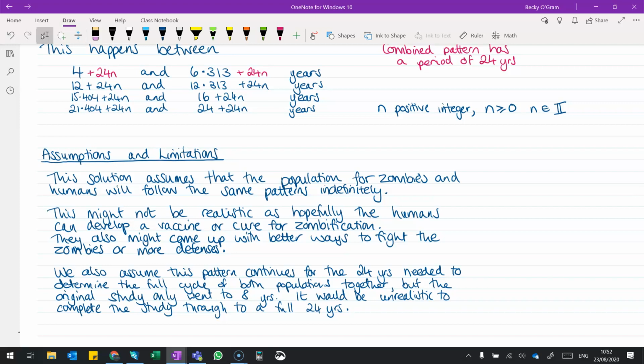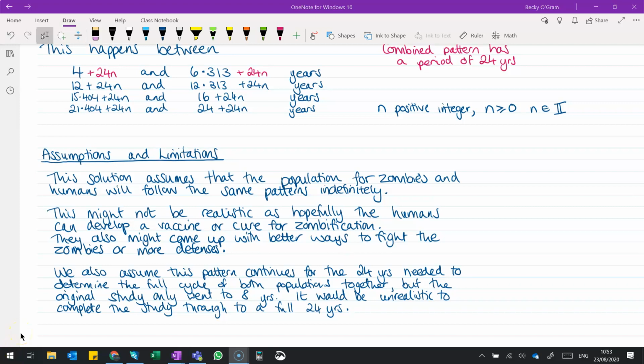We're also assuming that the pattern over the 24 years to begin with was correct, but we've only done a study up to 8 years, so we are extrapolating on that original study because going to a full 24-year study would be pretty unrealistic, and by the time you finished it would not be all that useful. You might be dead from a zombie attack by then.